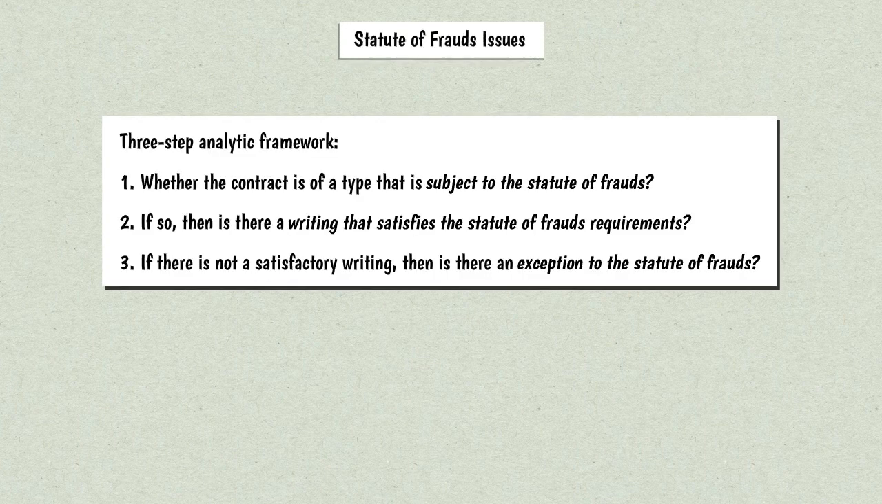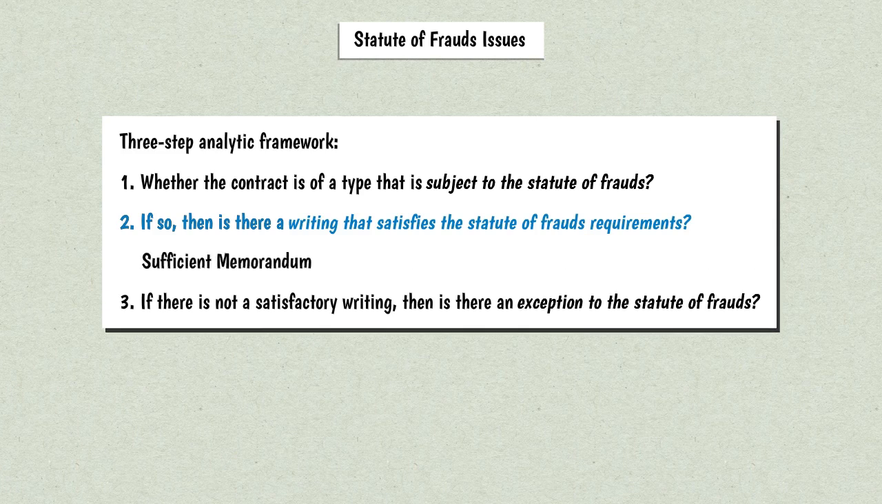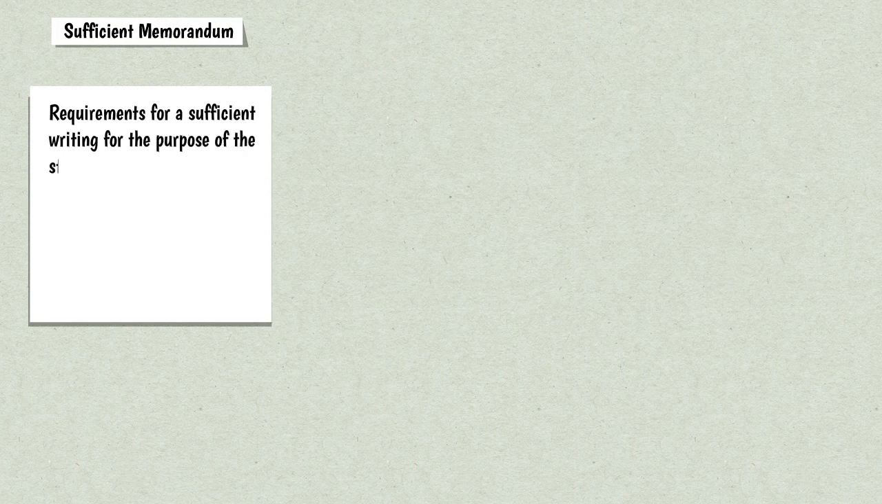The second step in the 3-step analytic framework that courts use to analyze a Statute of Frauds issue is whether there is a writing that satisfies the Statute of Frauds requirements. This is sometimes called a sufficient memorandum or a satisfactory writing. We'll use both terms. The following are the requirements for a sufficient memorandum for the purposes of the Statute of Frauds.